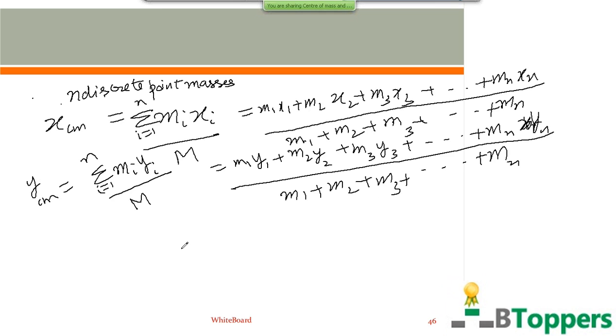So when you consider continuous bodies, in case you have to find the position of center of mass of a continuous body where mass is distributed uniformly, maybe distributed uniformly along the length of a rod or semicircular plate or semicircular ring like that. So in such cases, this discrete summation is replaced by continuous summation.